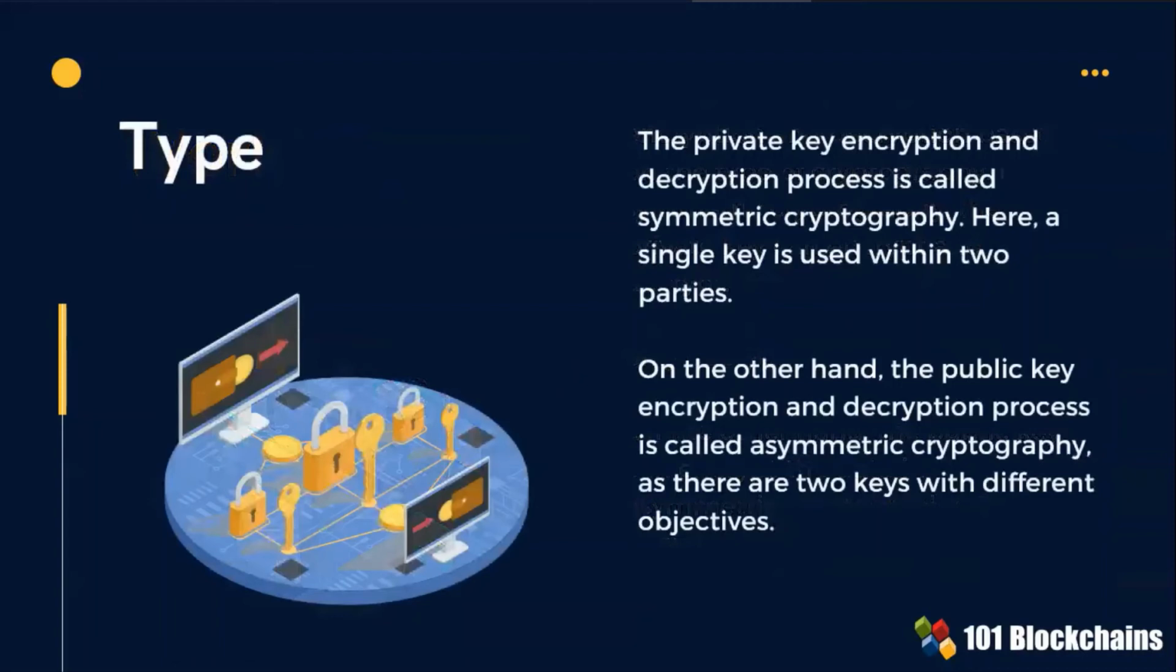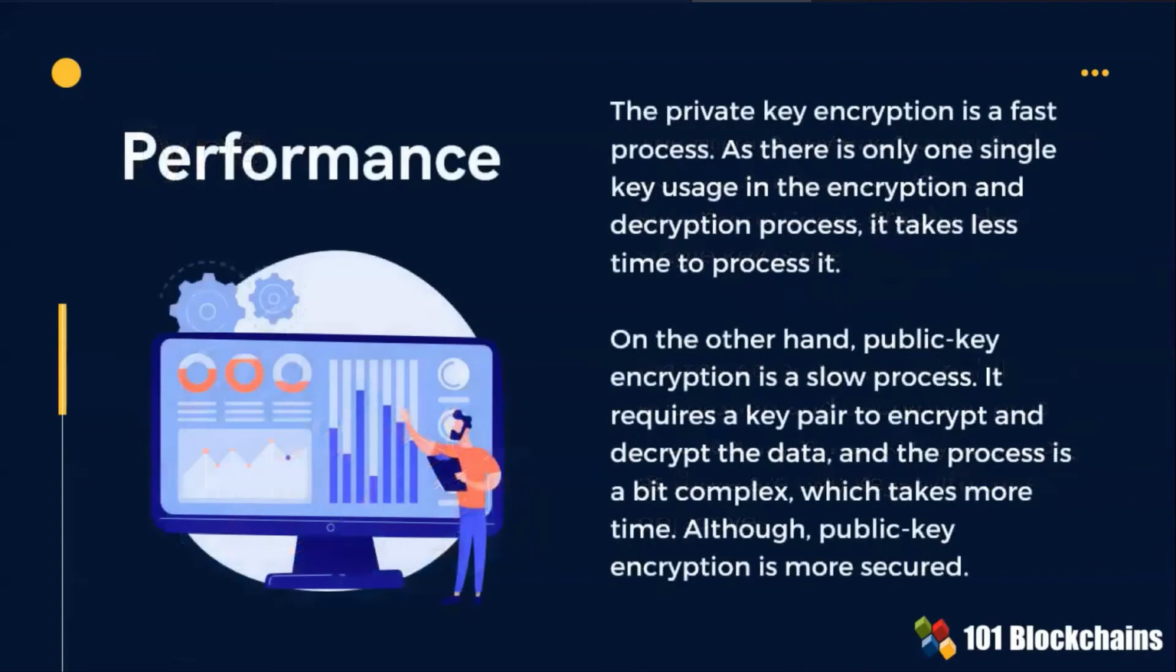The private key encryption and decryption process is called symmetric cryptography. The public key encryption and decryption process is called asymmetric cryptography. The private key encryption is a fast process. Public key encryption is a slow process.